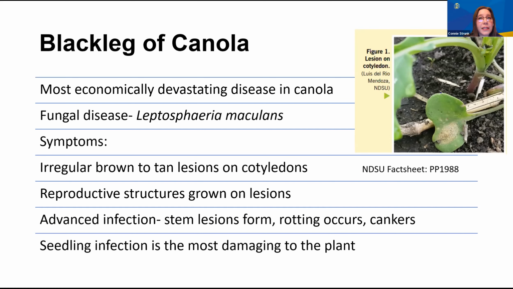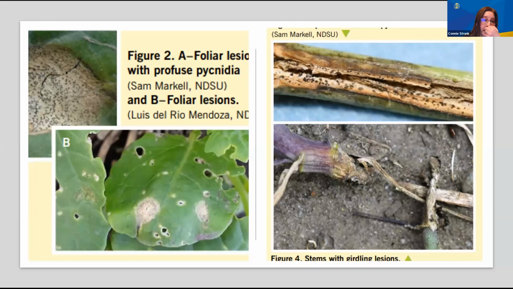And then just like any disease, but especially this one, with seedling infection, if it takes place when the seedling is very young, it is the most damaging to the plant. That's pretty typical with a lot of diseases. Just looking at the pycnidia, those little black spots within the brown lesion on the leaf, a little close up of that. You'll see that within the stems also, and they can girdle. These pictures are from Sam Markell from SDSU.